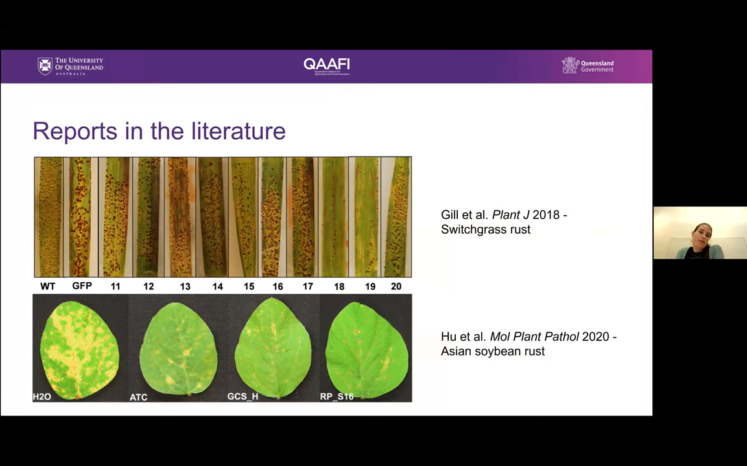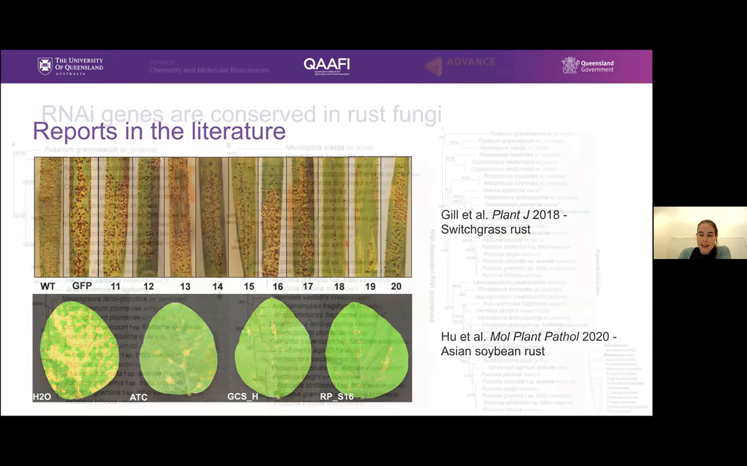And so first of all, there had been some reports of RNAi against rusts in the literature. So this exogenous RNAi had been successful in switchgrass rust and Asian soybean rust. And the transgenic version of this, so host-induced gene silencing, where a hairpin is transformed into the genomes of the plants, has been successful for wheat rust. So there was some sort of basis to start with.